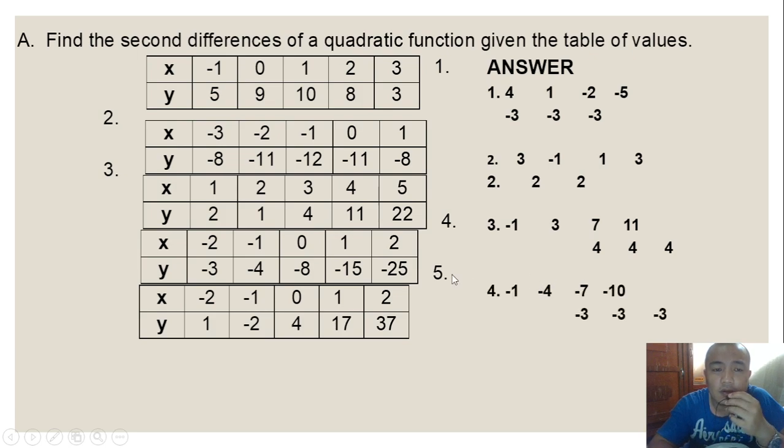Number 4, here. Negative 1, negative 4, negative 7, negative 10. Equal differences in y, negative 3 all. And then it should be 1, 2, 3, 4, 5. Wrong numbering naman. Tama pala. Ito, nalito ko dyan. So number 5, equal differences again in y. We have negative 1, 6, 13, 20. But if we get the second differences, 7, 7, 7. So all these tables, if we are going to graph, the graph is a parabola. They are all considered quadratic functions.